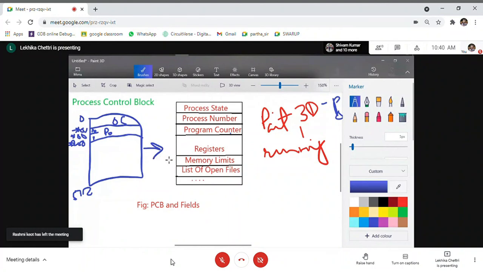Next is memory limits. We know that for each process a memory limit is there. For example, it starts from 10 and ends at 200, so its memory limit is 10 to 200. It has to remember it. Next is the list of open files. Sometimes what happens is, let us say you are preparing a PowerPoint.